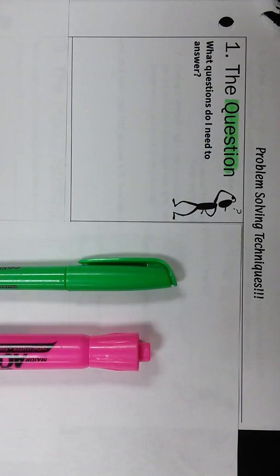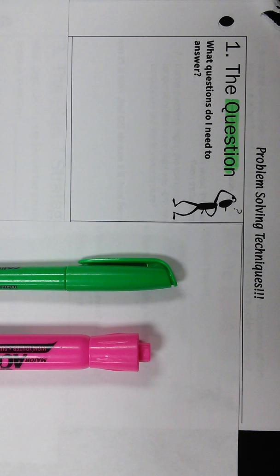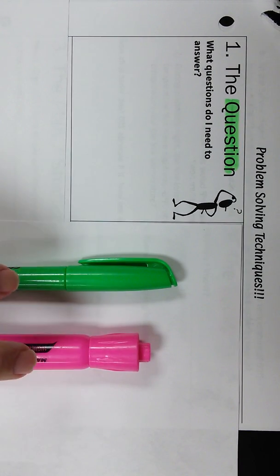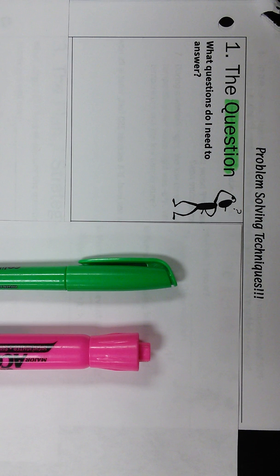Hi, we're going to talk today about problem-solving techniques for multiplying and dividing integers. Our setup is still the same, and you can see that on your note sheet. And you need to have two colored highlighters or two different color pencils for our purposes today.